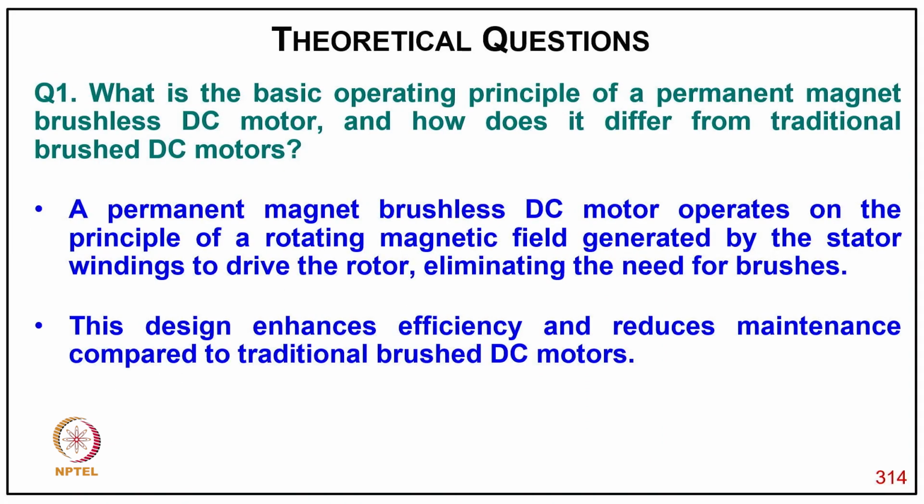So what is the basic operating principle of a permanent magnet brushless DC motor, and how does it differ from a traditional brushed DC motor?